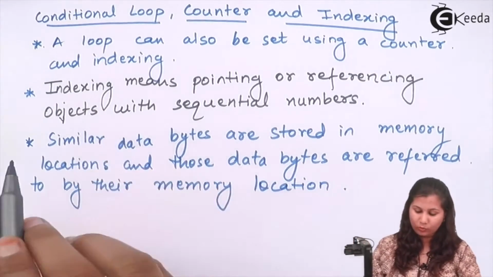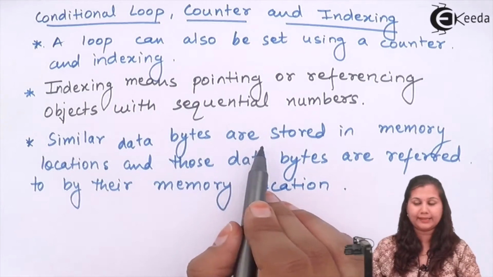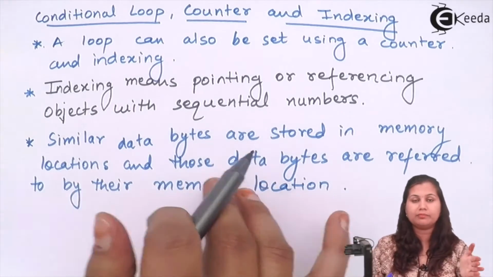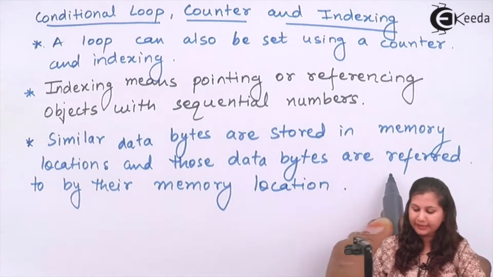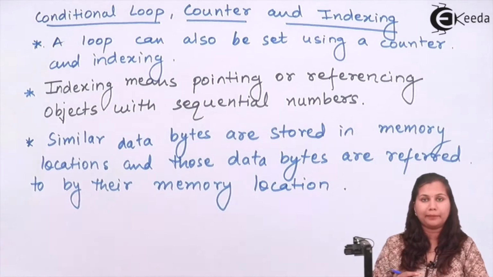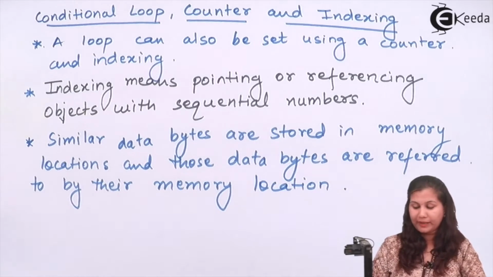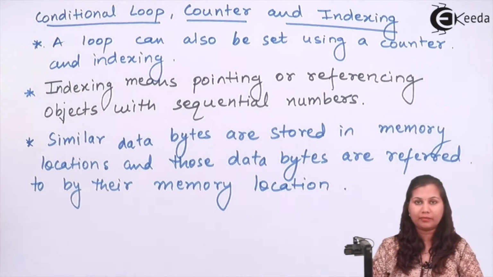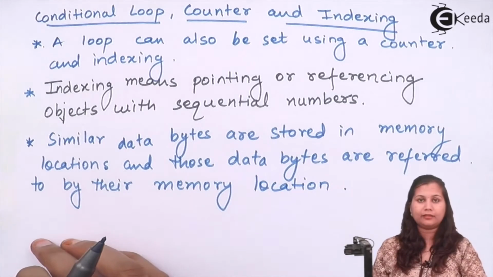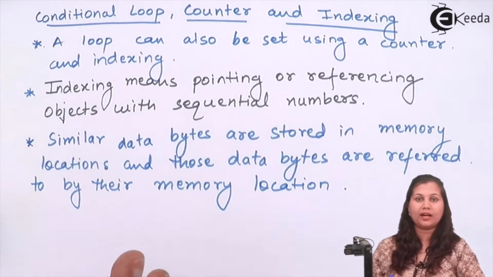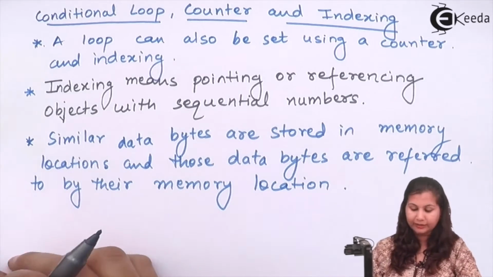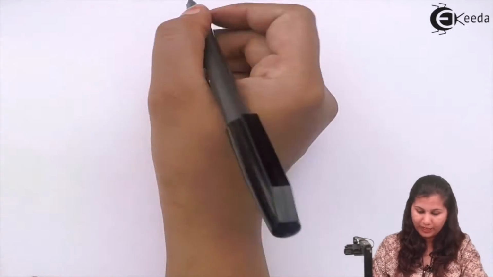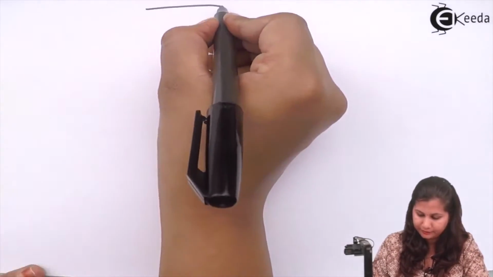So in indexing, the similar bytes are stored in memory locations, meaning similar data is stored in memory locations, and those data bytes are referred to by their memory locations. Those data bytes are called by using their memory locations. Let's see the flow chart for it, how we use indexing along with the counter, and how a loop is set up through it. So first we have the start.